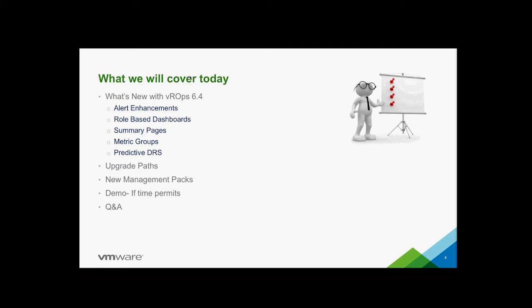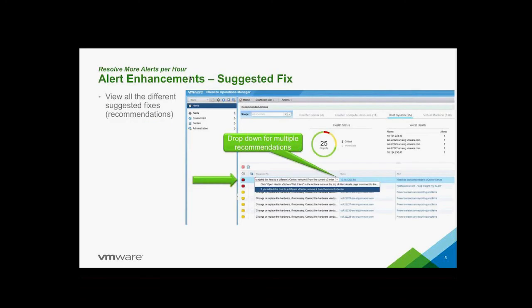Yep, absolutely. Let's go ahead and look at the first thing, which is alert enhancements. Now, if you remember vROps 6.3, you would remember this recommendation actions homepage. You can see that this homepage was giving you alerts earlier, and at the same time, it was giving you some suggested fixes. These were basically actions which you could take either in an automated way or manually. What VMware has done is that they have not only given you the option to look at one suggested fix, but you can actually do multiple suggested fixes in this drop-down.